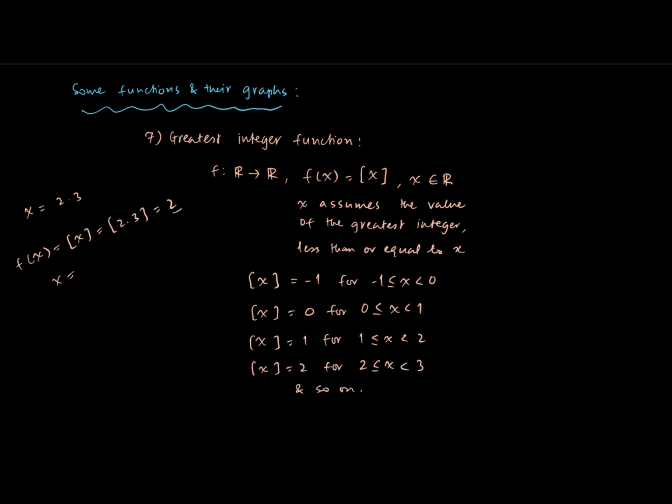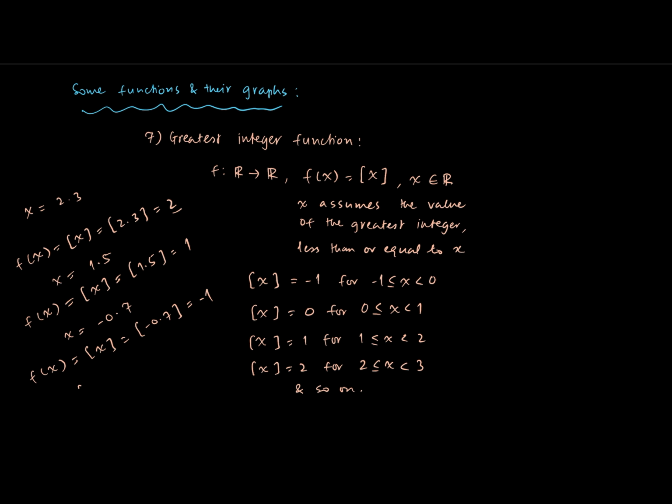Similarly, if x is equal to 1.5, f of x, that is the greatest integer function, will give the value of y equal to 1, because the integer nearest to 1.5 is 1. In the same manner, for x equal to -0.7, the greatest integer function will provide the value of y equal to -1. Here again, the nearest integer to -0.7 is -1.